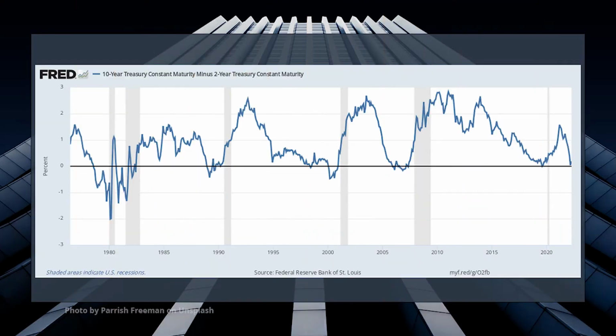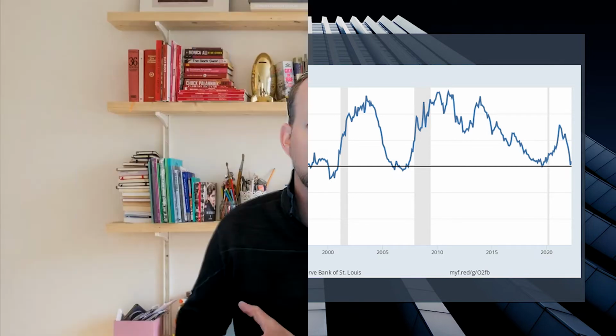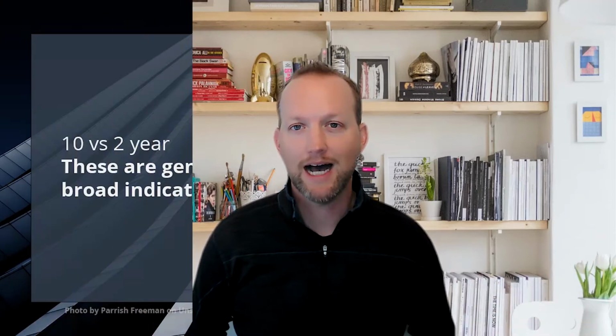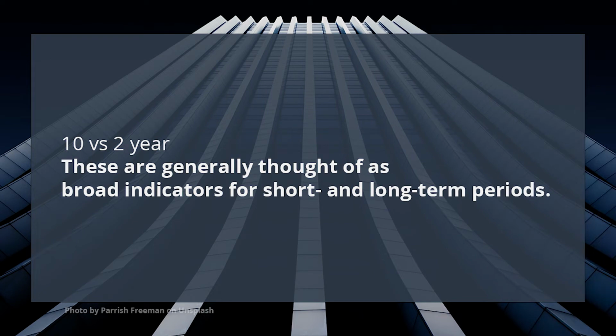So when we talk about the 10 and 2 yield curve, we compare a 10-year bond yield with a 2-year bond yield. Now, there are many maturity comparisons that could be done. However, the most commonly cited is the 10 versus the 2-year, as these are generally thought of as broad indicators for short and long-term time periods.